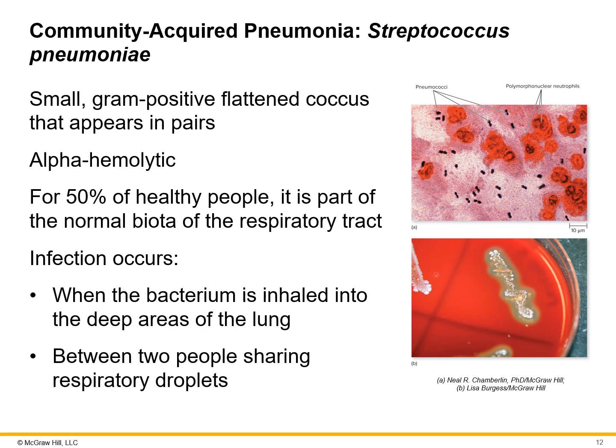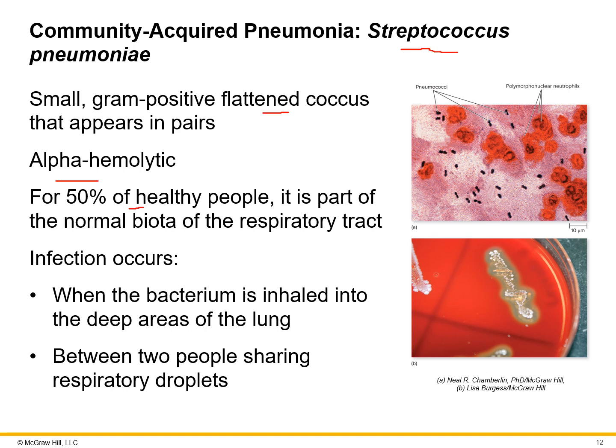All right, now we have community-acquired pneumonia. So this is caused by several things. So we'll look at Streptococcus pneumoniae first. So these are small gram-positive, kind of flattened cocci that appear in pairs. This is alpha hemolytic, so it destroys blood cells, but there are different types of hemolysis, so that helps distinguish or diagnose it. About 50% of healthy people actually have this in their normal biota.